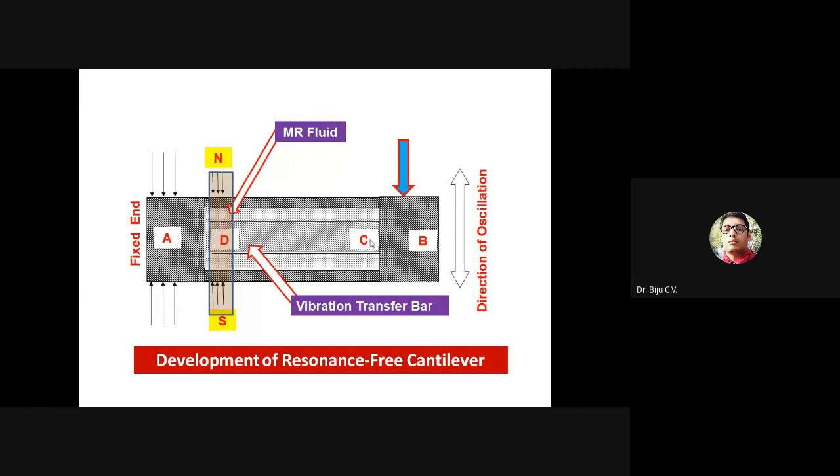Correspondingly, the deflection at the C and B will be limited. That means if you apply the same load here, the deflection will be less. What it indicates is that the stiffness will be improved. Higher stiffness will increase the natural frequency of the system, root K by M. It's a very typical design.